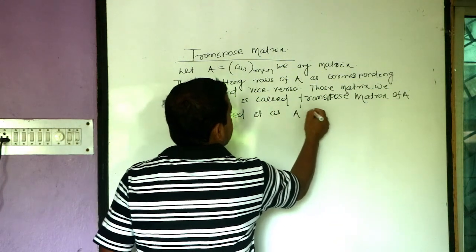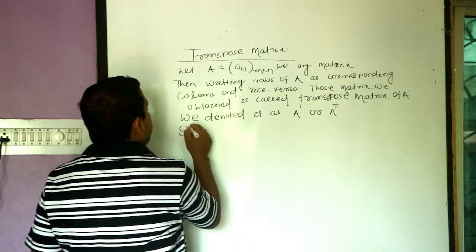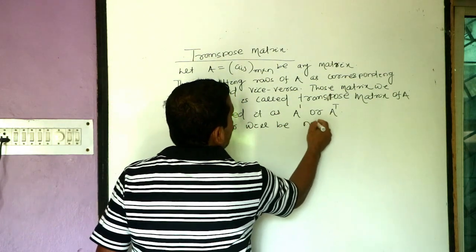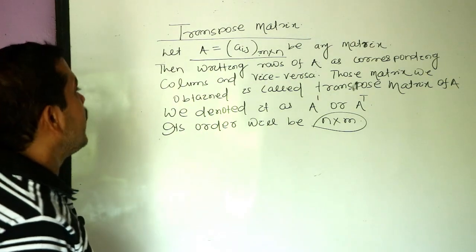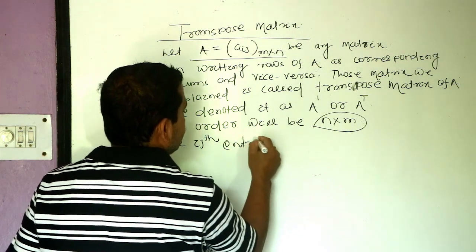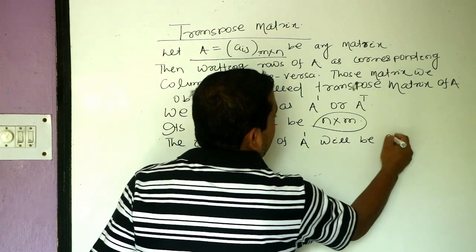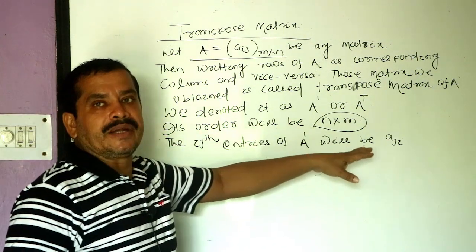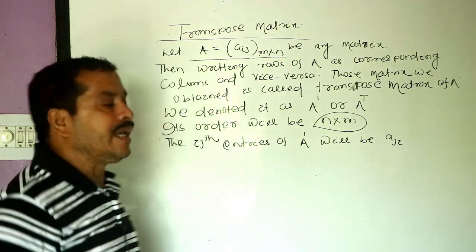as A dash or A transpose. That is the transpose matrix of A. Its order will be n cross m. If A is a matrix of order m cross n, then its transpose will be of order n cross m. The ijth entry of A transpose will be Aji. Means if A is a matrix of order m cross n, then A transpose will be a matrix of order n cross m, and the ijth element of A is Aij, but the ijth element of A transpose will be Aji.